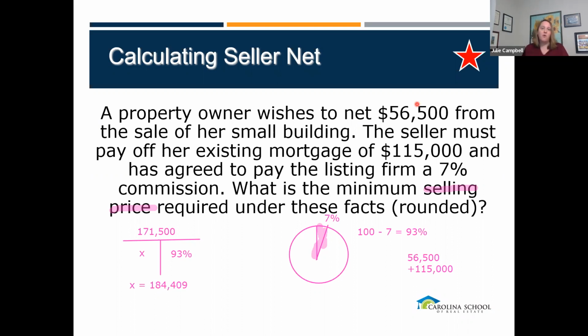I sell their house for more than 184,409. The seller's getting a check for more than 56,500. The key to seller net, the key to understanding seller net is understanding the seller rate. Understanding that that 93% is the piece of the pie.